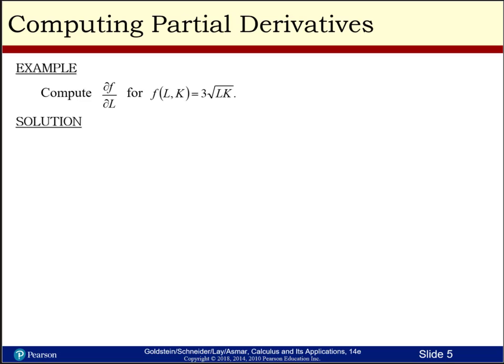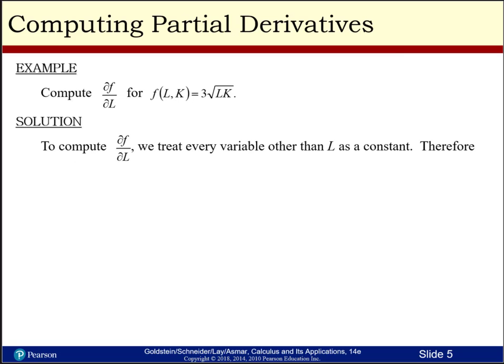Let's look at another example. Let's say we have the partial of f with respect to L, and we have this function f, which is a function of both L and K, and it equals 3 times the square root of LK. Since we're going to take the derivative of f with respect to L, we're going to treat every variable other than L just as a constant.